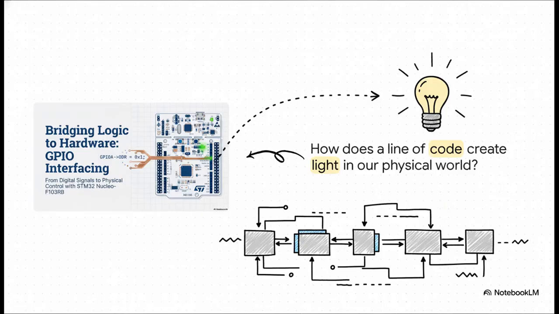So yeah, this is the core idea, right? It really does feel like magic. You type a line of code, something like GPIOA->ODR = 0x1, and poof, a physical LED lights up. But I promise you, it's not magic. It's actually a really clever system of bridges and gates. And by the time we're done here, you're going to get exactly how it all works.